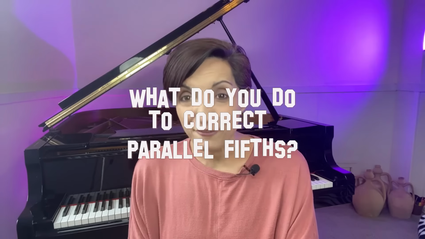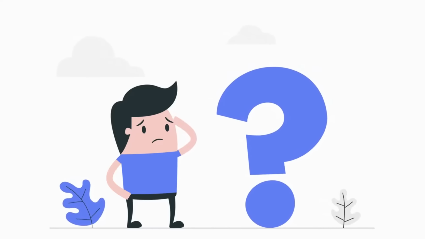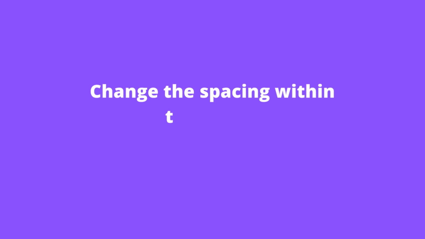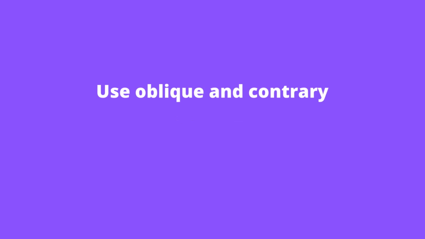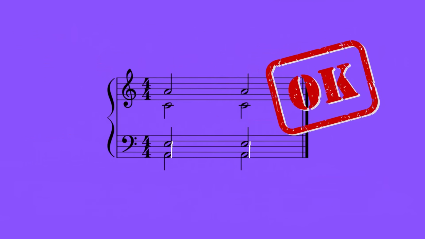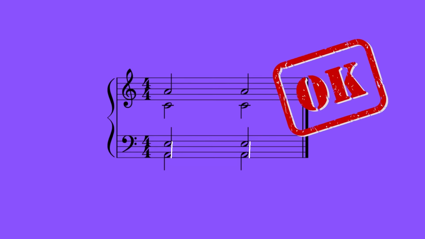What do you do if you have parallel fifths? The solution is very simple. If you have parallel fifths, you can change the spacing within the voices, use oblique and contrary motion. Is it a parallel fifth if I repeat the same fifth? No. Parallel fifths occur only with different consecutive perfect fifths, not with the same chord.